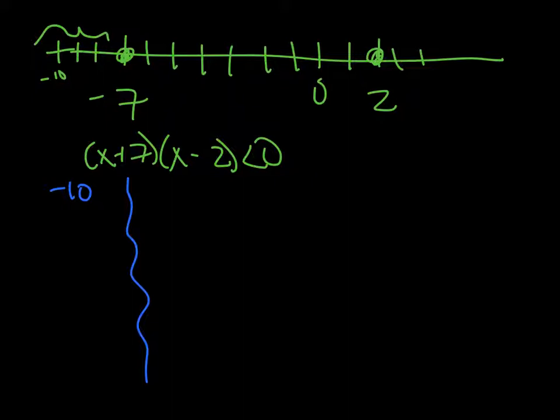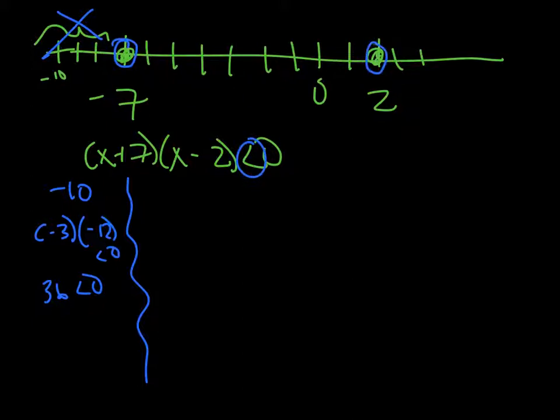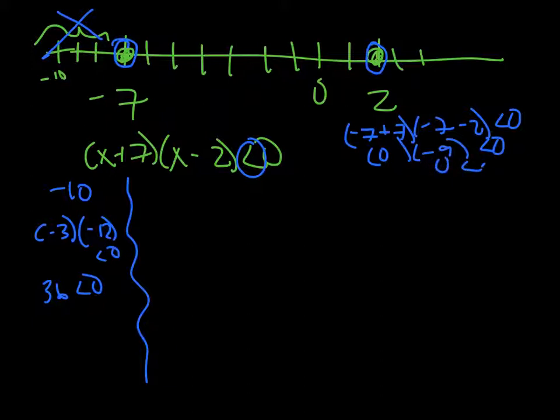If I test -10, that gives me -3 times -12, and 36 is not less than 0, so I cannot include this. And the way you can check the critical points is to plug in -7. That gives me 0 times -9, and 0 is not less than 0. So these are going to be open circles.